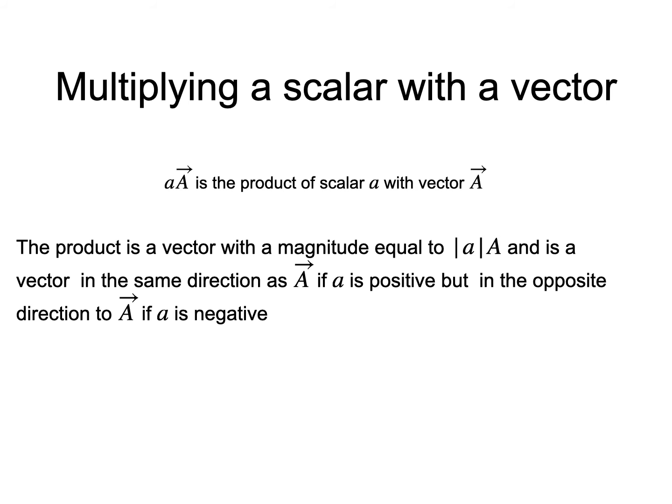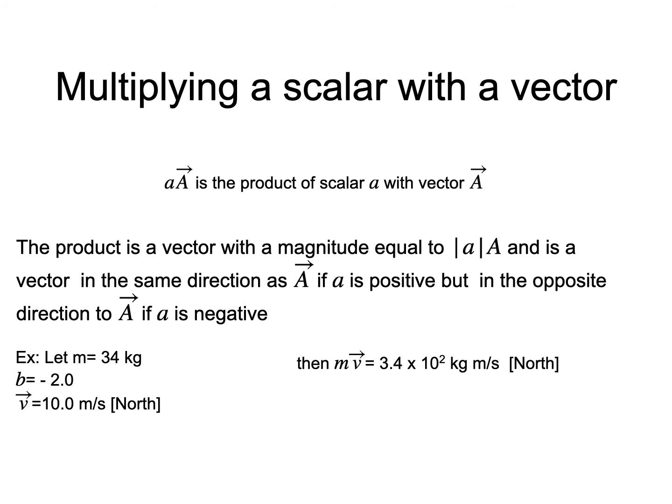For example, if we have two scalars m and b and a vector v, then the magnitude of the product of m and v is the product of the absolute value of m, which is 34 kilogram, with the magnitude of v, which is 10 meters per second.